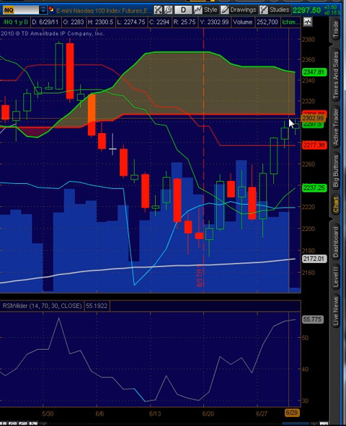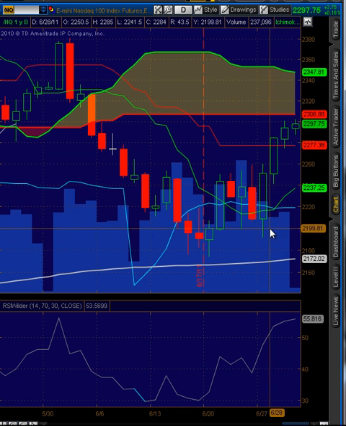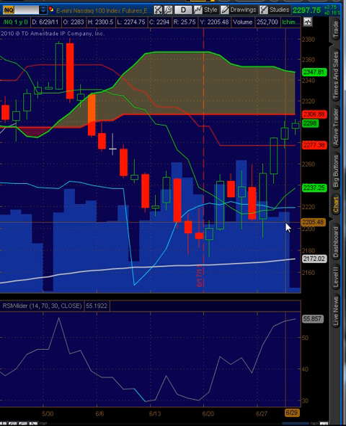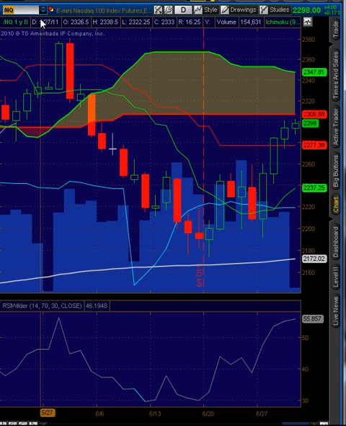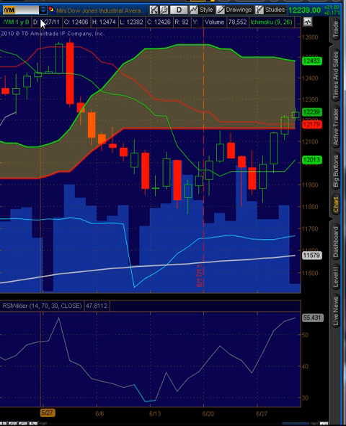Looks like we may have to come back down and test support, whether it be here, here, or here. But chances are, as long as we're looking like this, we're gonna test down. Green line is turned up and starting to head up toward the red line, but it's yet to be seen where we're going to go from here. Same thing if you look at the mini Dow.